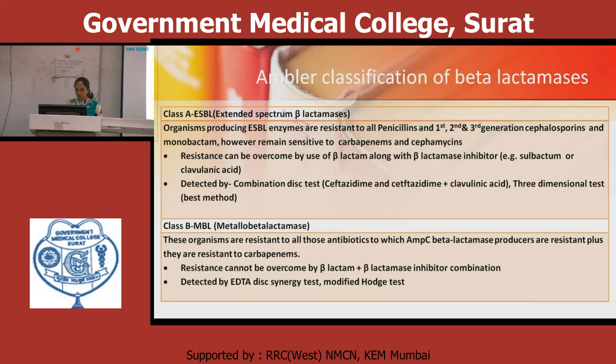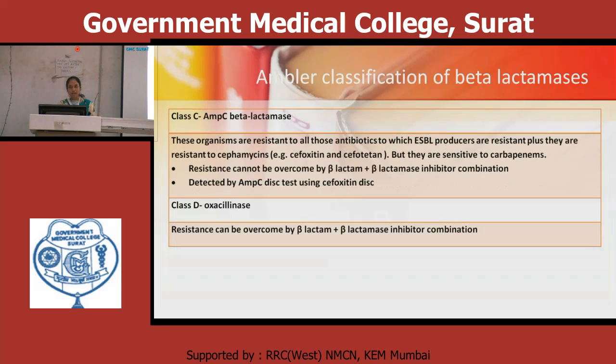Class C, that is the AmpC beta-lactamase. These organisms are resistant to all those antibiotics to which ESBL producers are resistant, plus they are resistant to cefamycins, but they are sensitive to carbapenem. That is, resistance cannot be overcome by beta-lactam plus beta-lactamase inhibitor combination. Detected by AmpC disc test using cefoxitin disc. Class D, that is the oxacillinase. Resistance can be overcome by beta-lactam plus beta-lactamase inhibitor combination.